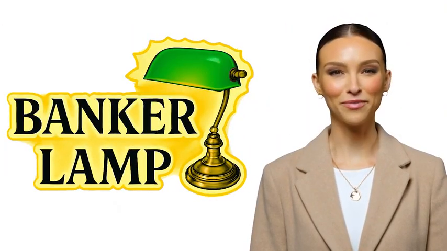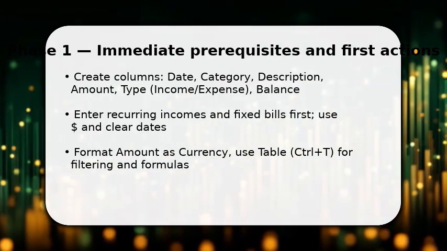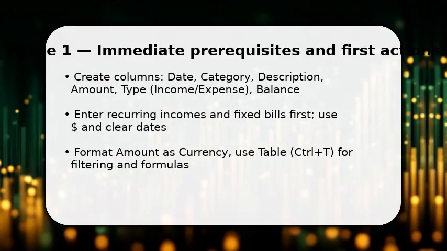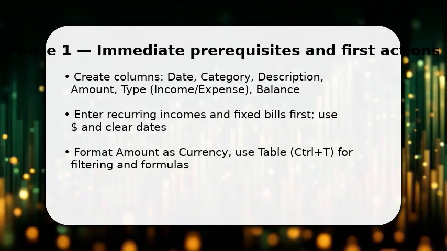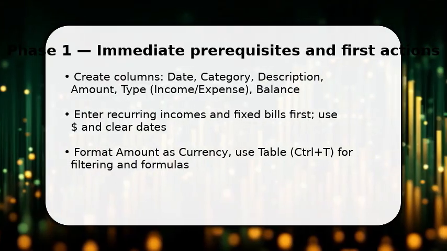Please enjoy the video. You begin by building the backbone, a table with date, category, description, amount, and type. Enter your recurring incomes and fixed bills now so totals reflect reality. Format amount as currency and convert the range to a table. This makes formulas copy automatically.